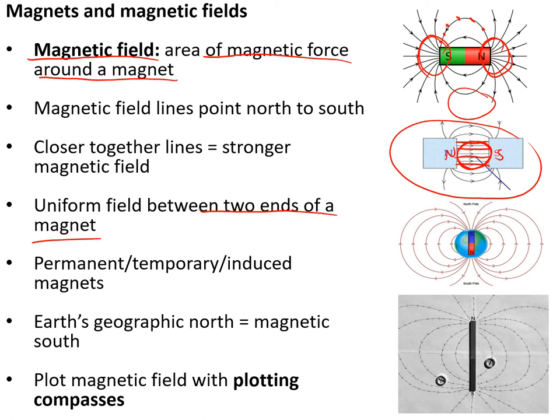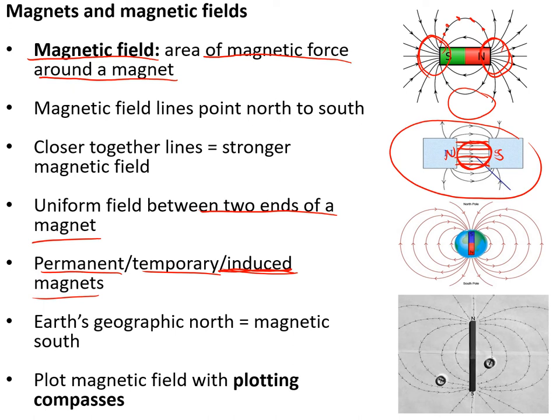We also have different types of magnet. We have the idea of permanent, temporary, and induced magnets. A permanent magnet is the normal magnet that you're used to, the kind of thing you might put on your fridge. They're always magnetic, and they more or less stay that way forever. Then we have temporary magnets. These are things like electromagnets that are magnetic when you run electricity through them, but they're not when you stop the current. And then finally, we have induced magnets.